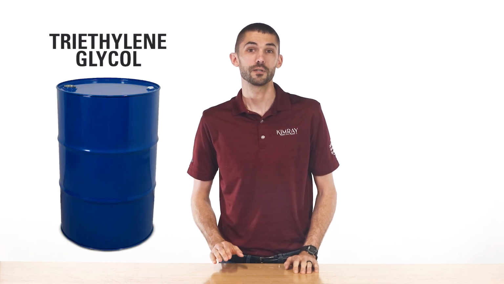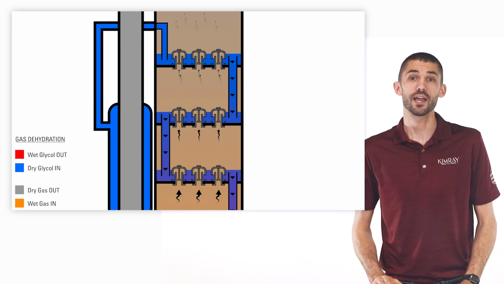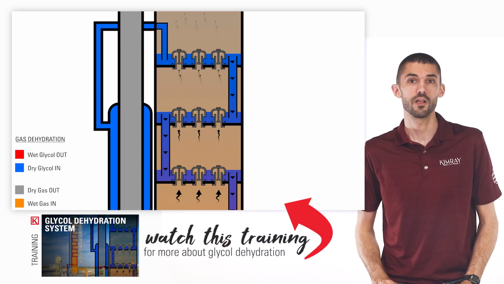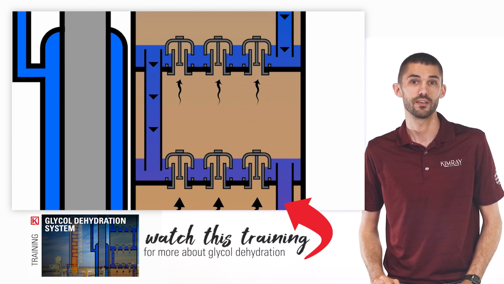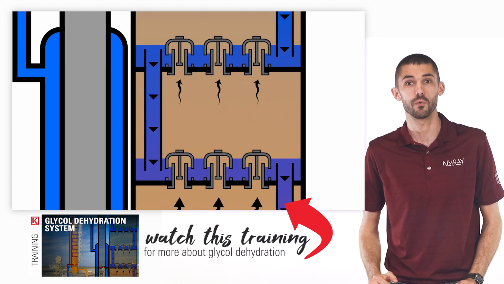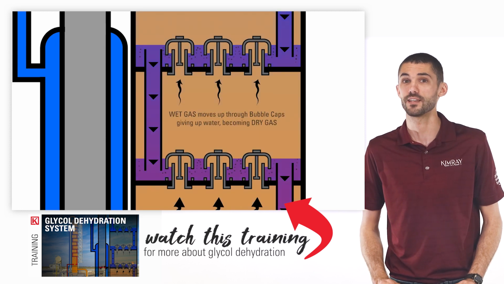Oil and gas producers use triethylene glycol, often abbreviated TEG, to dehydrate natural gas. When gas comes into contact with TEG, the water vapors entrained in the gas are absorbed by the TEG. The glycol essentially soaks up the water. This purifies the natural gas so that the producer can sell it.